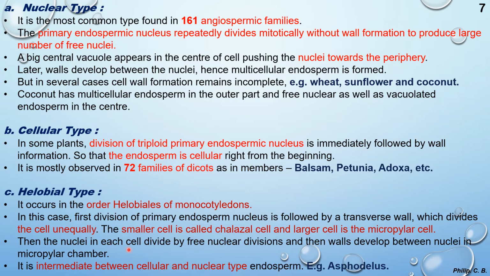Then the nuclei in each divide by cellular or free nuclear division, and then walls develop between nuclei in the micropylar chamber, as we saw in the previous image, where nuclear, cellular and helobial types appear. Lastly, it is intermediate between cellular and nuclear type of endosperm. So this particular type, helobial, is a middle type between nuclear and cellular. Here the example is Asphodelus.